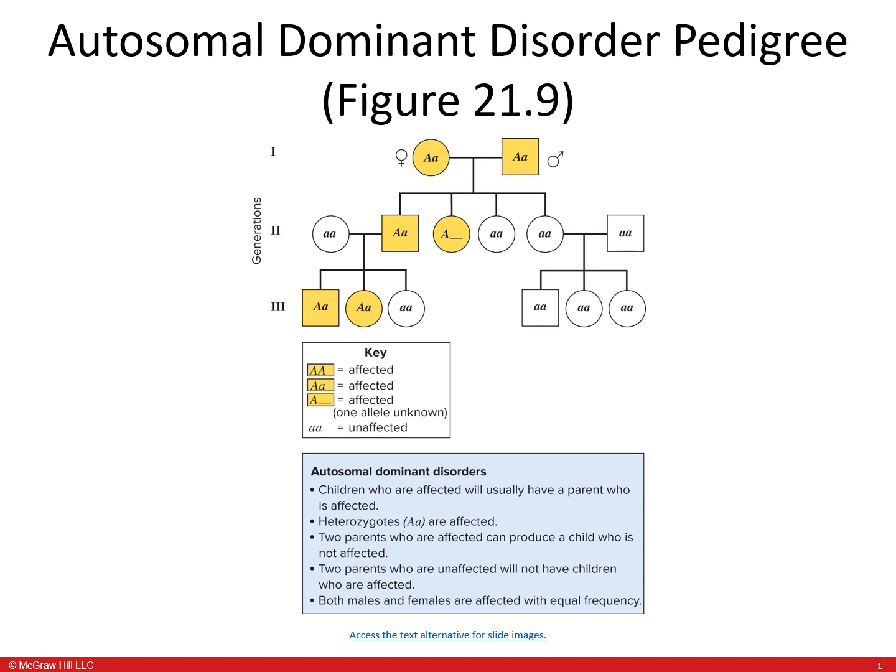So if we look at the pedigree here, we actually see that there are more individuals affected by this disorder. So this tells you that this disorder is basically autosomal dominant.